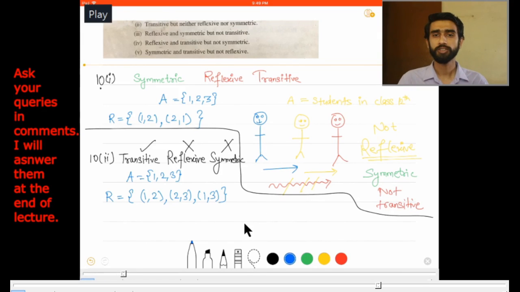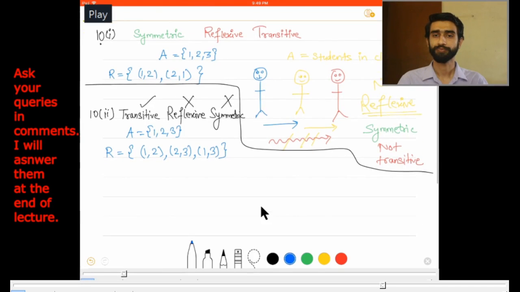Okay. Now for symmetry, if (1,2) is there, then (2,1) must be there. But you will see it is not there. For (2,3), (3,2) must be there, but I left that. For (1,3), (3,1) must be there, but I left that. If a single element is left without its symmetric part, then you can say this is not symmetric. Now, this is our mathematical example.